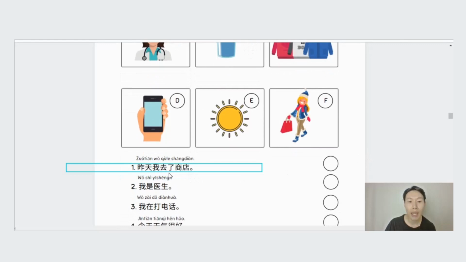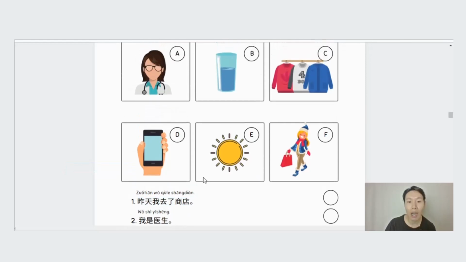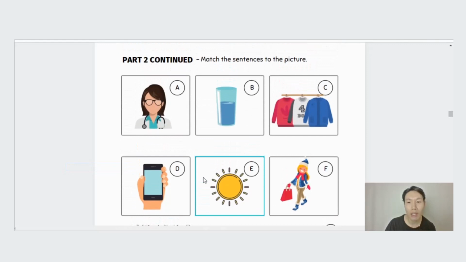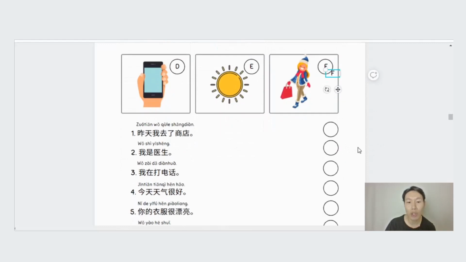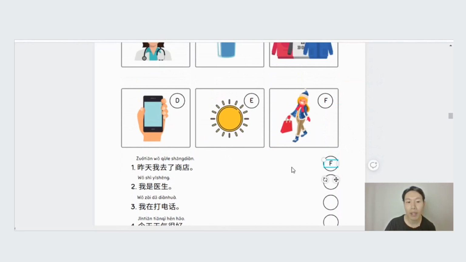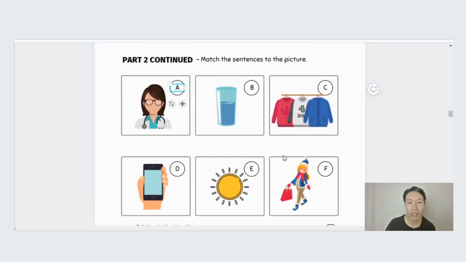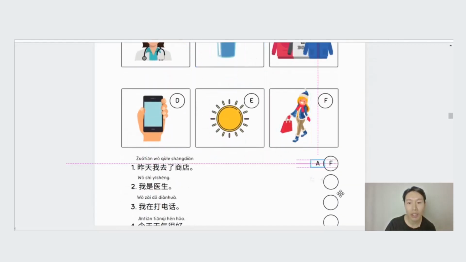So we have 昨天我去了商店. Yesterday I went to the shops. So obviously we have F. It looks like she's going shopping. Okay, number two. 我是医生. I am a doctor. Doctor is A. So 医生 is doctor.